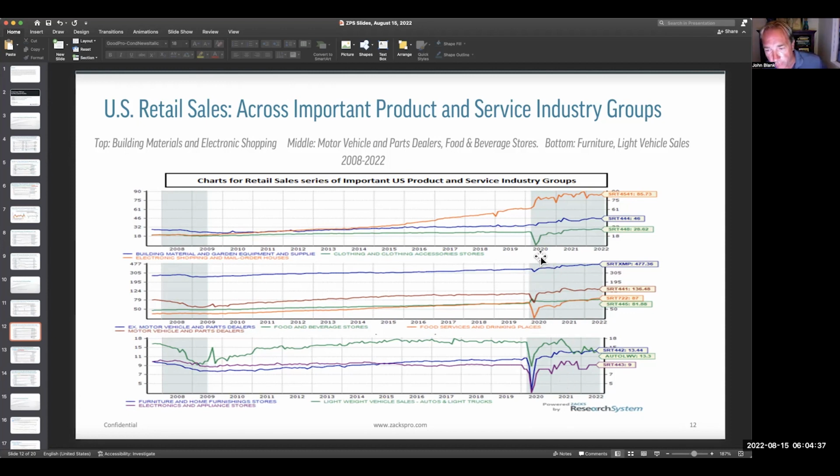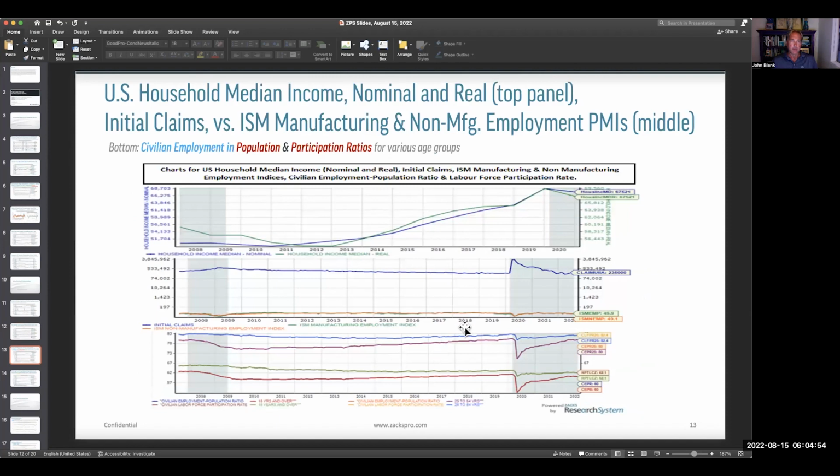Again, one of the mistakes people made, you can see that spending on motor vehicles actually collapsed at first. So this was something that nobody would have expected was going to happen. This was just something that played out over time, and people began to learn about it. All right, median incomes, nominal and real. I've also got initial claims in here. This is the unemployment claims.